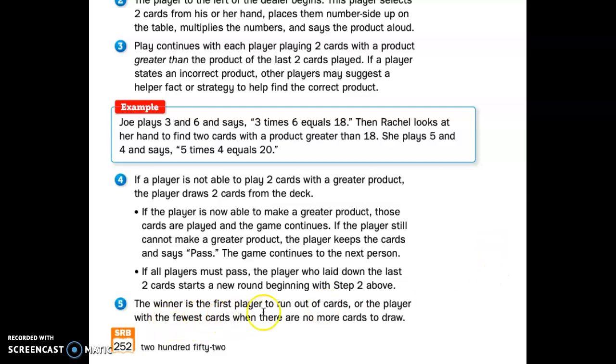The winner is the first player to run out of cards, or the player with the fewest cards when there are no more cards to draw. So you win when either all of the cards in your hand are put down, or if all the cards in the middle are gone and no one can play anymore.